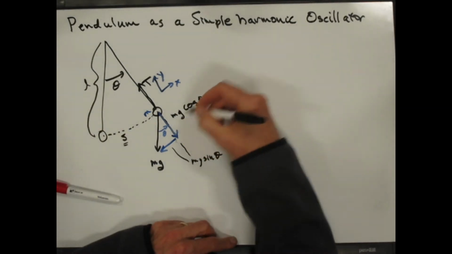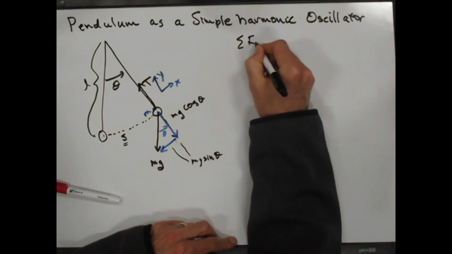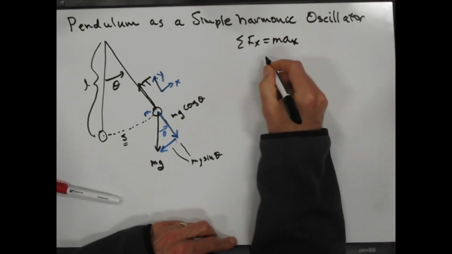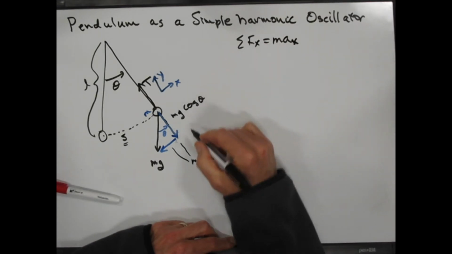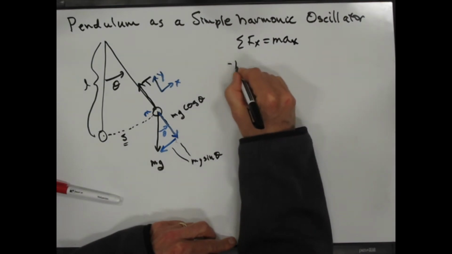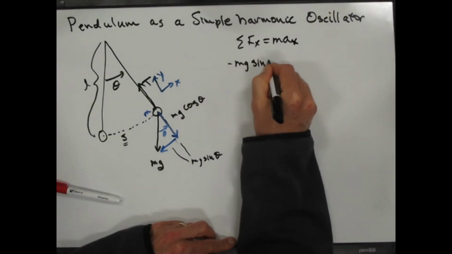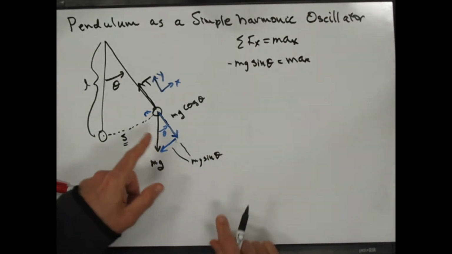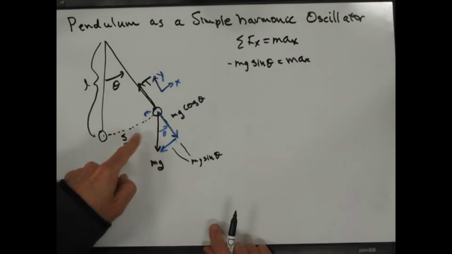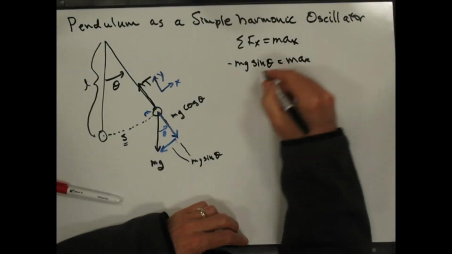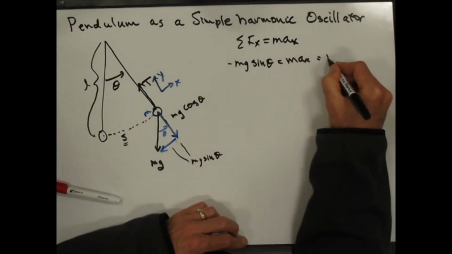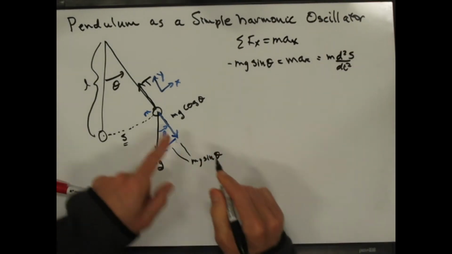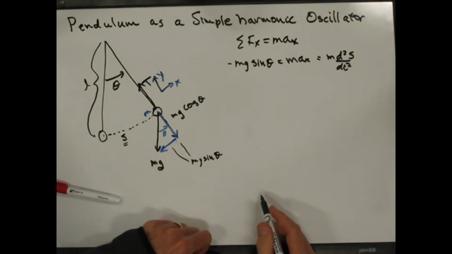If I were to take this situation and write the sum of the forces in the x direction equals m a sub x, well, the only force in the x direction is this one, and it becomes minus mg sine theta equals m a sub x. a sub x is just the acceleration in the x direction, and so that's m times d squared s over dt squared, where s is the distance along the arc.